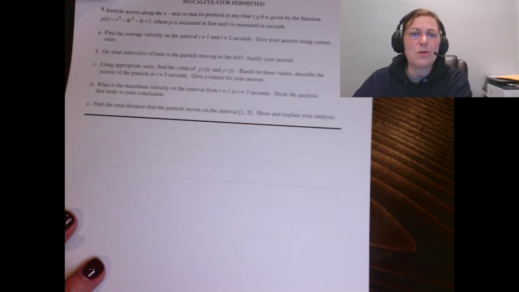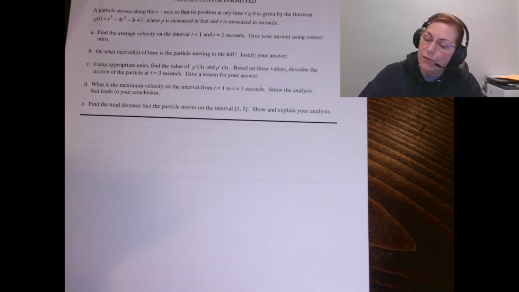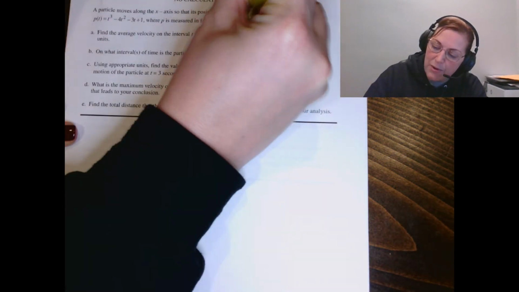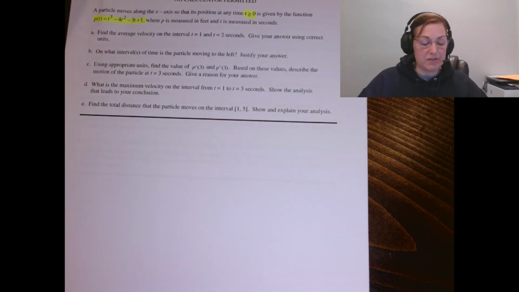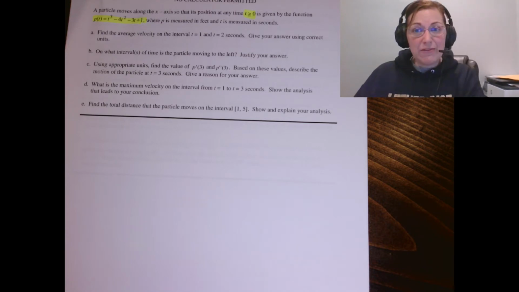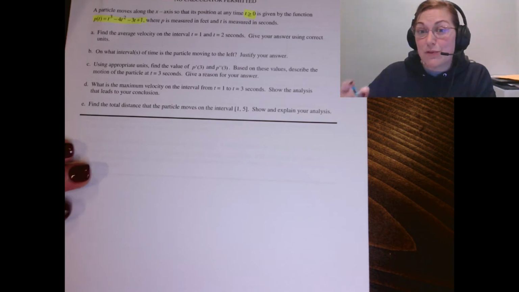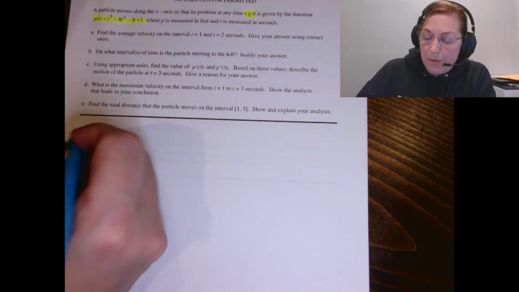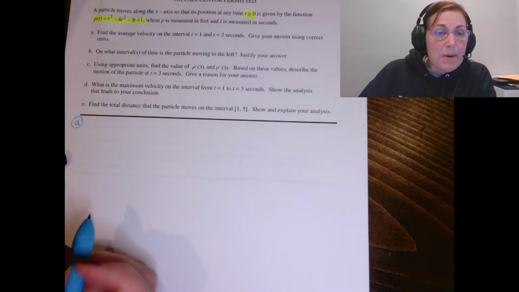For this one, we're being told that a particle moves along the x-axis for time t greater than 0. And here is our position equation. Notice that position is measured in feet and t is measured in seconds. We're looking for the average velocity between 1 and 2 seconds. Now remember, average velocity, that's going to indicate we need to do the slope the algebra way. So we're doing part A here.